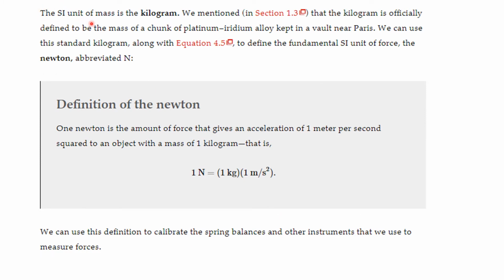So the SI unit of mass is the kilogram, and it's officially defined to be the mass of a chunk of this alloy kept in a vault near Paris, but the kilogram is the unit of mass, as we've talked about before. But now we can actually define what a Newton is, including the units. One Newton is the amount of force that gives an acceleration of 1 meter per second squared to an object with a mass of 1 kilogram. That is, a Newton is equal to 1 kilogram meter per second squared.